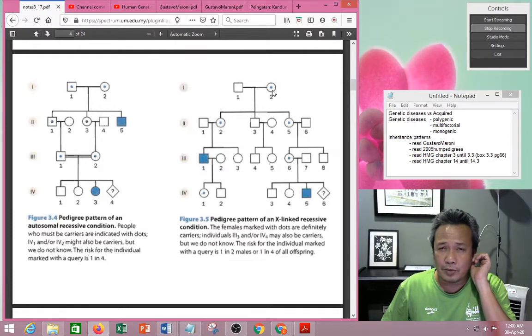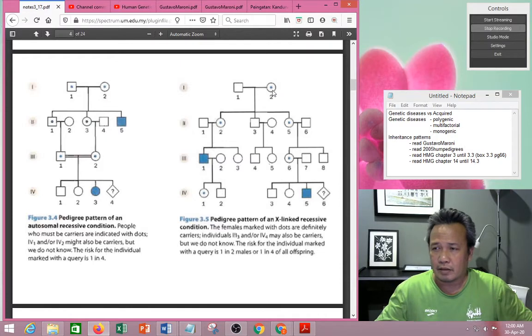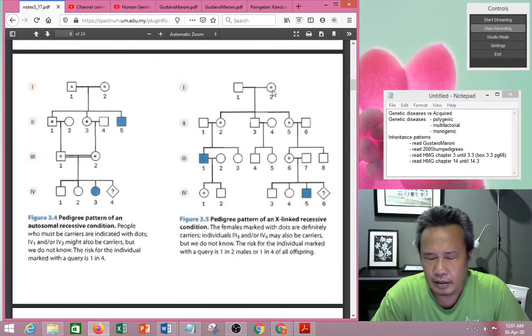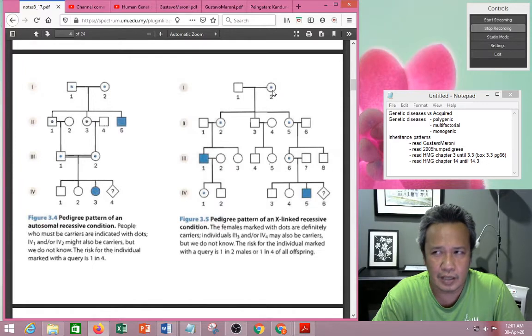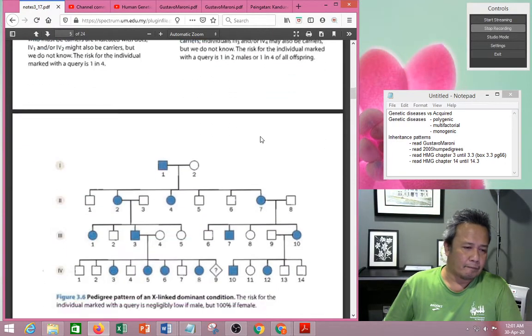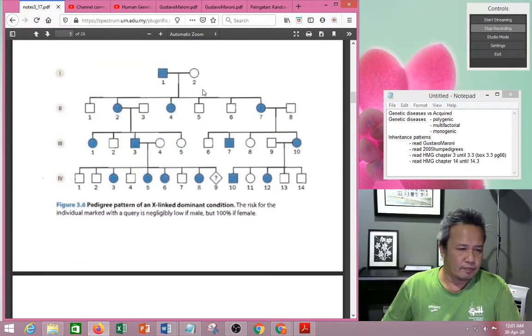But in an actual case, when you go to the clinic and look at the parents and the patients, it's not easy to tell whether they are carriers or not. Normally, you will have to do some molecular genetic studies to determine if they are indeed carriers. Then only you know. Dominant, and then this is X-linked.